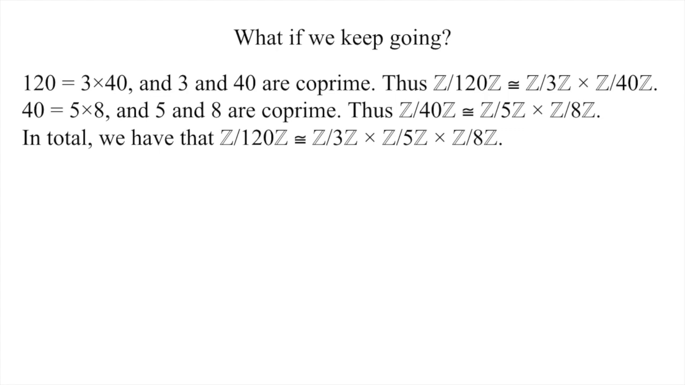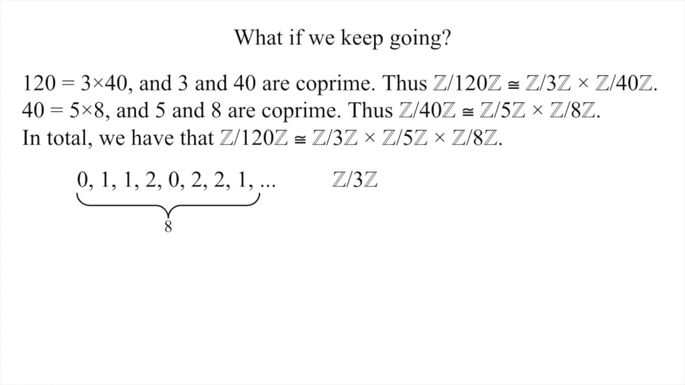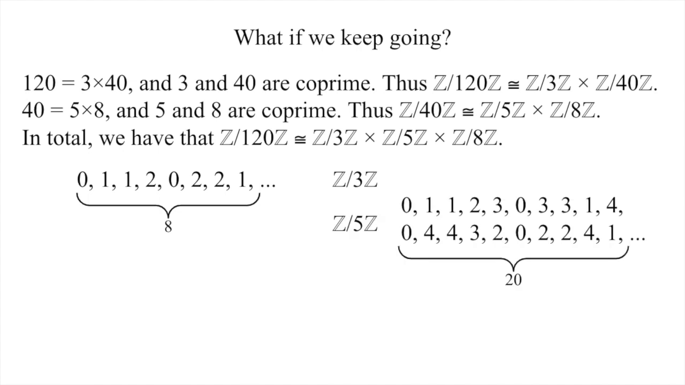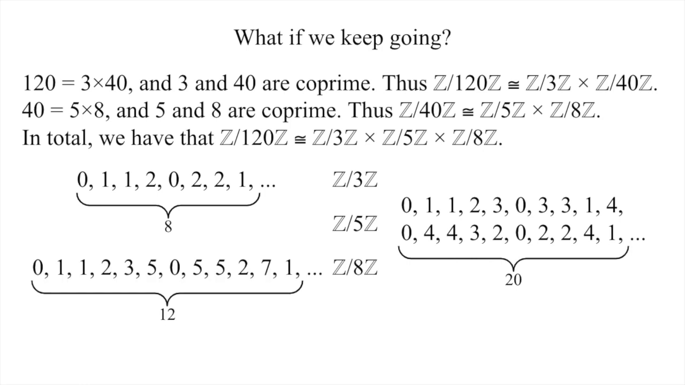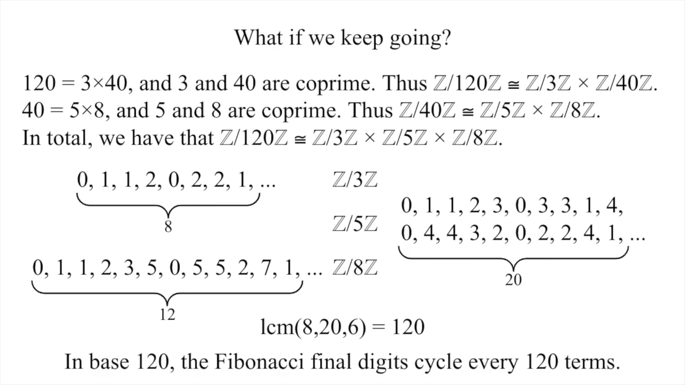And now we find the cycles in each of those smaller rings. We already know that Z mod 3Z repeats every 8 digits, and that Z mod 5Z repeats every 20 digits. But now, we have Z mod 8Z instead of Z mod 4Z, which repeats every 12 digits. Then the cycle in Z mod 120Z repeats exactly when all 3 of these cycles are repeating at the same time. This happens at the least common multiple of 8, 20, and 12, which is 120. Therefore, in base 120, the Fibonacci final digits cycle every 120 terms.